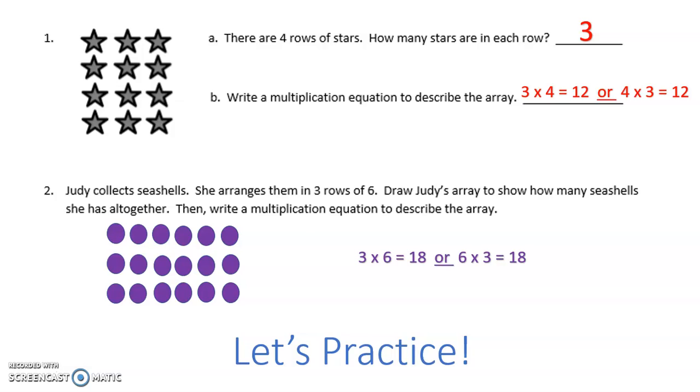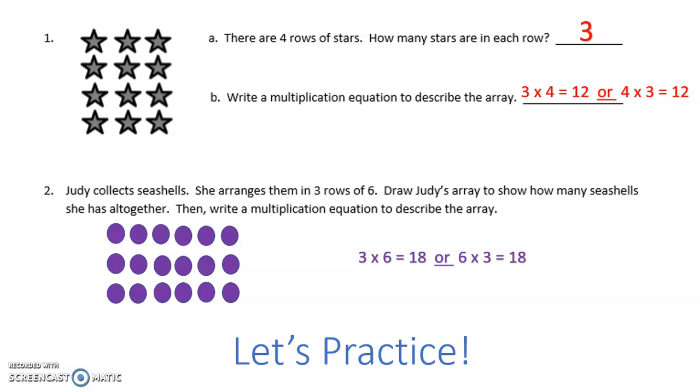Number 2 says Judy collects seashells. She arranges them in 3 rows of 6. Draw Judy's array to show how many seashells she has all together. Then write a multiplication equation to describe the array. Remember, an array is not a fancy picture. No seashell drawings, please. Just circles, just squares, just rectangles or triangles. That is all you need.